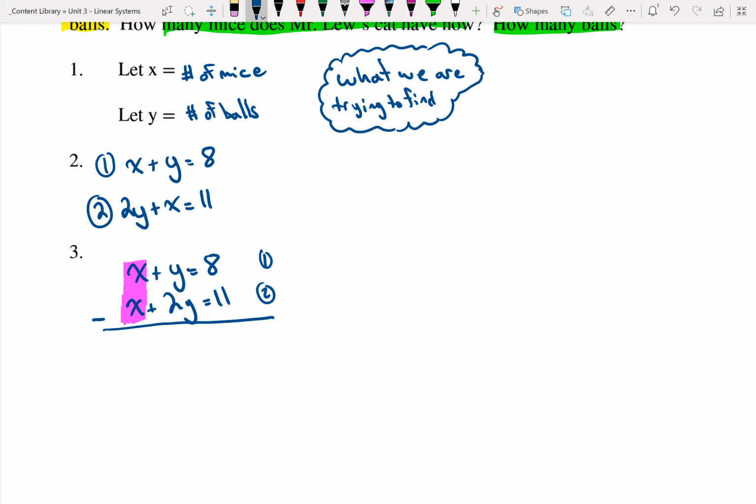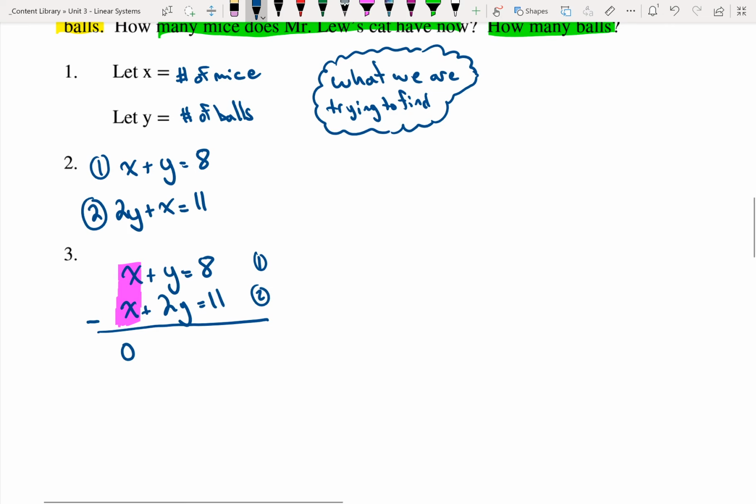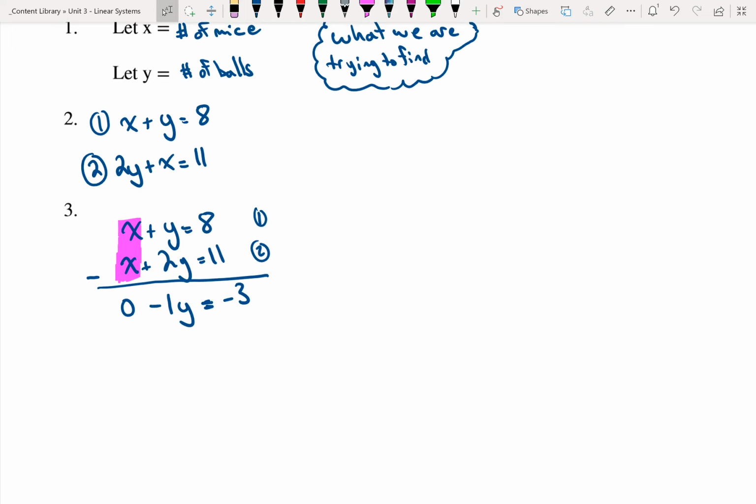So x minus x is 0. y minus 2y is negative 1y. 8 minus 11, the equal sign is still in the spot. 8 minus 11 is negative 3. So I've solved by elimination, or that's what I'm doing.